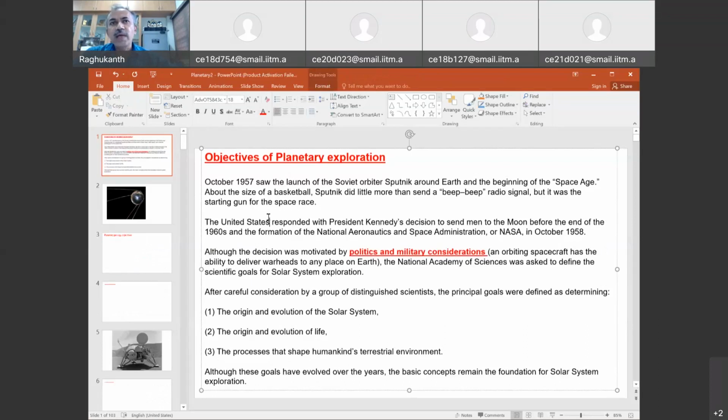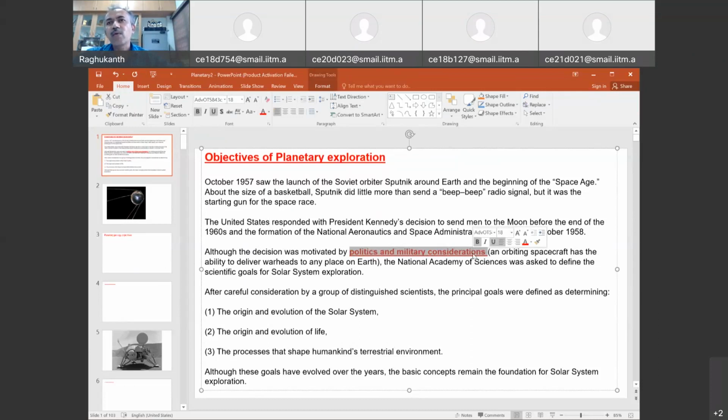You are seeing the slides, right? During the Cold War. You can see here I have highlighted it also. So what was the main motivation? Not to know about Earth or anything else. Their basic motivation was politics and military only.